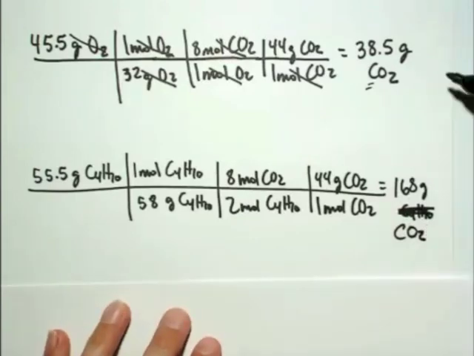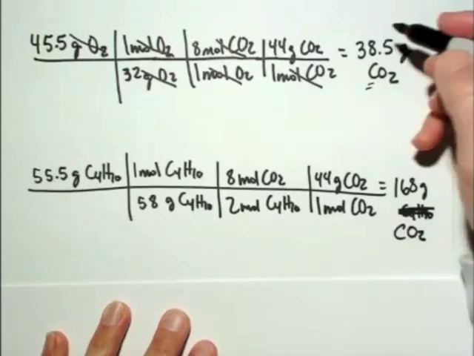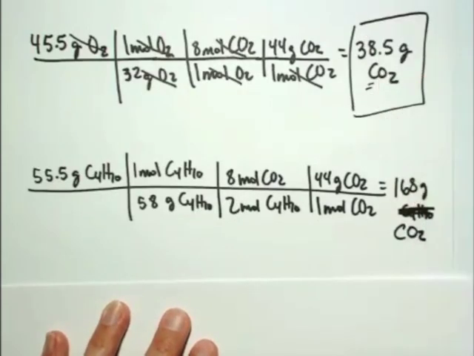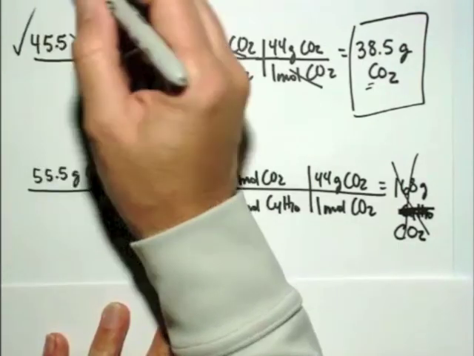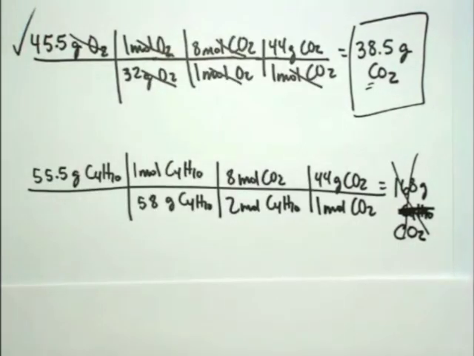Well, to decide using this method which one is your limiting reagent, it's the one that produces the least amount. So this is too much. It's impossible to produce that much. You don't have enough oxygen. So in this case, you also would predict oxygen is the limiting reagent, and the amount that you make is 38.5 grams of carbon dioxide. Either way is perfectly acceptable.